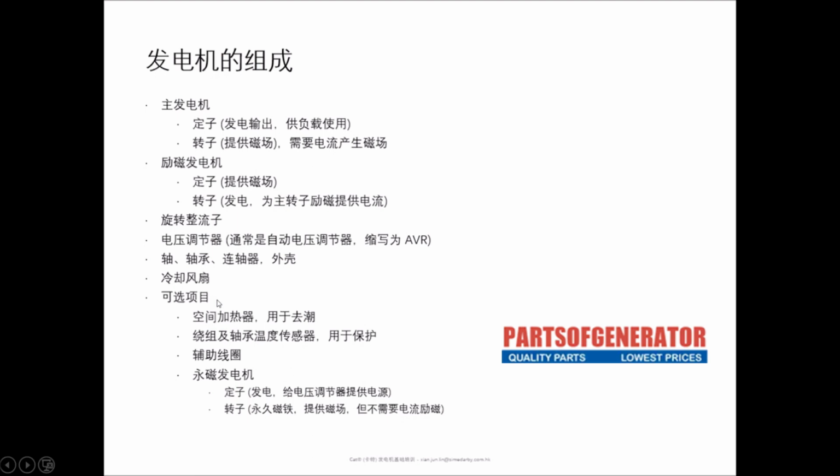Then, it is the mechanical part of the generator, including the generator shaft, bearings, couplings, housing, etc. In addition, there will be a cooling fan near the coupling, which cools the windings. With the parts we have mentioned above, we can already form a generator.